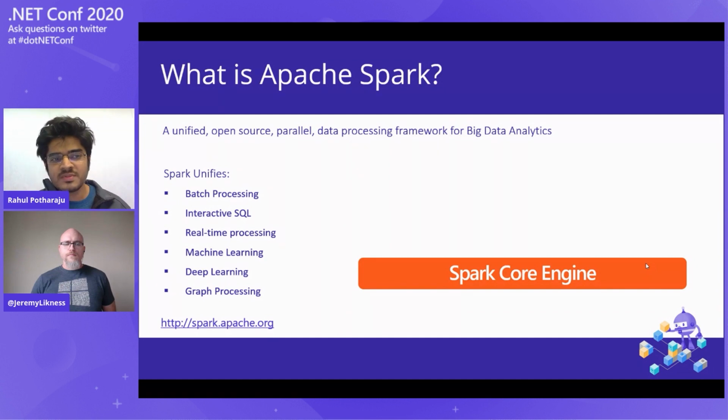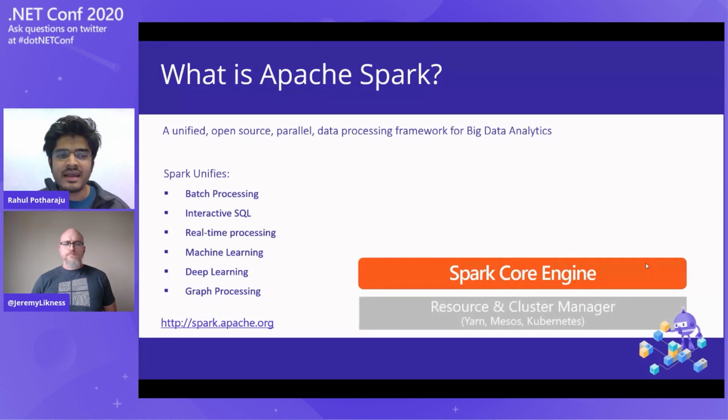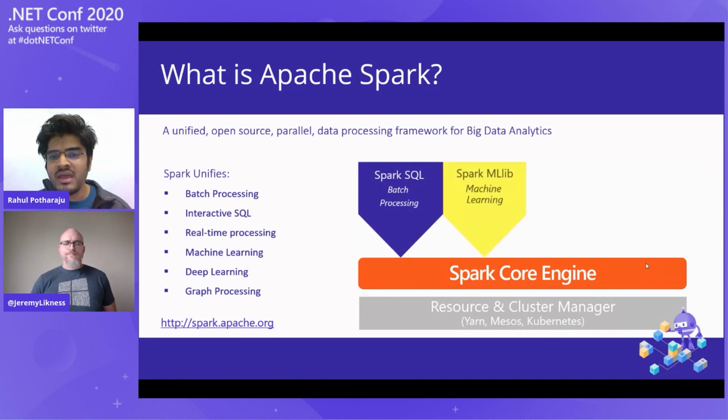One of the nice things with Spark is it comes with this thing called the Spark core engine, which attempts to unify batch processing, interactive SQL. It does a bunch of real-time processing. It also allows you to do things like machine learning, deep learning, and also graph processing. And all of this works seamlessly well in the form of different kinds of libraries that are built on top of this Spark core engine.